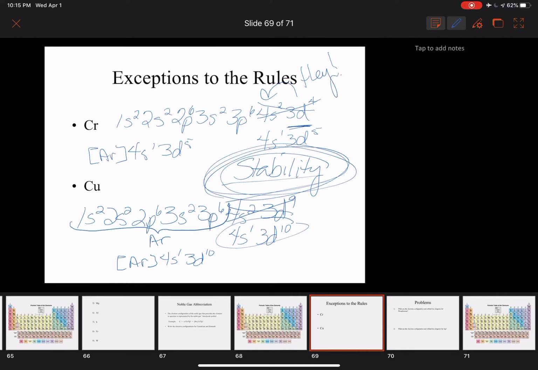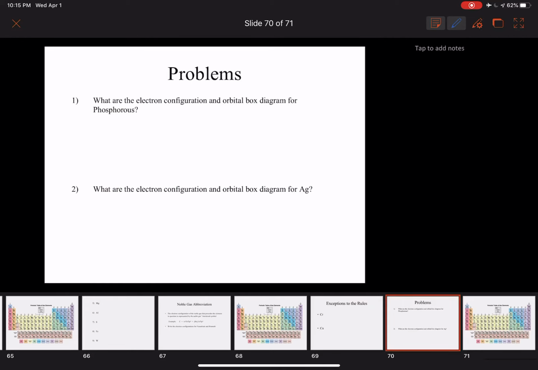Okay, so that's that slide. Now, moving on to the very last slide of chapter 2. Yay! Okay, so what are the electron configuration and orbital box diagram for phosphorus?